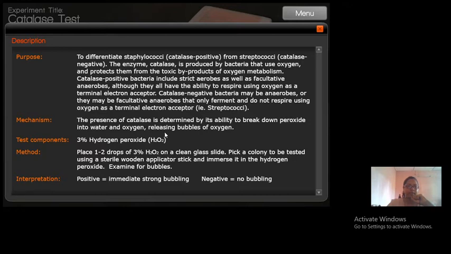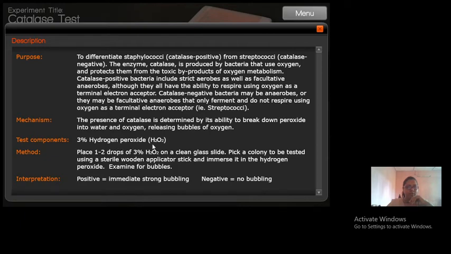So I'll repeat again. If an organism possesses the enzyme catalase, or has the ability to produce the enzyme catalase, it will react with the hydrogen peroxide and break it into water and nascent oxygen, which will be seen in the form of bubble formation. So if you see bubble formation immediately, it is catalase positive, and if there is no bubble formation, it is a catalase negative test.